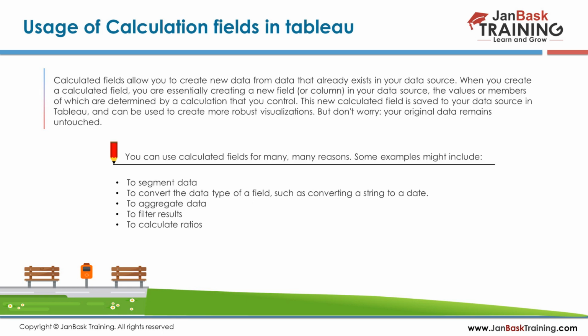If you want to find a date difference, like let's say you have a column called date of birth, and you want to extract the age of that particular person, you can use a calculated field to find the age. You can create profit percentage, profit discount ratio, discount percentage. You can filter the result and many more. Anything which you cannot do directly in Tableau, you can do with the help of a calculated field. So we are going to create some calculated fields today.